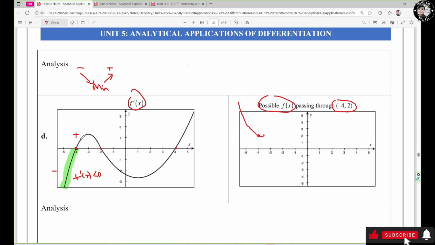Alright, now next one. From negative 4 to negative 3. F prime of s is above the x-axis, so it could be increasing, right? So this guy going up, right? Now keep in mind, right at negative 3, this guy is the relative extrema of f prime of s. Then it becomes the point of inflection of the function f of s, right?